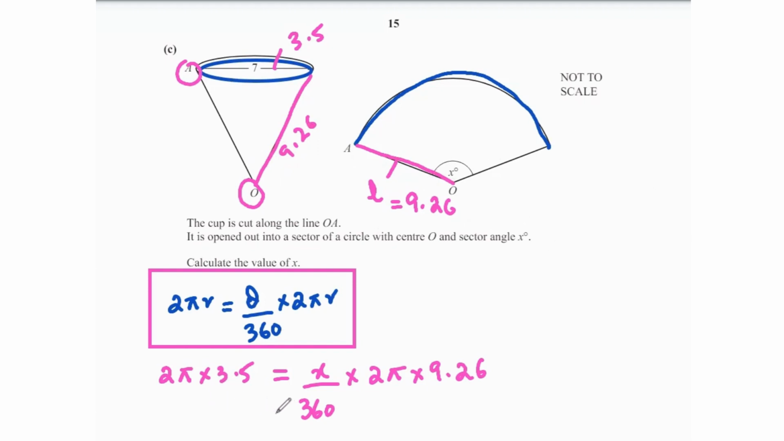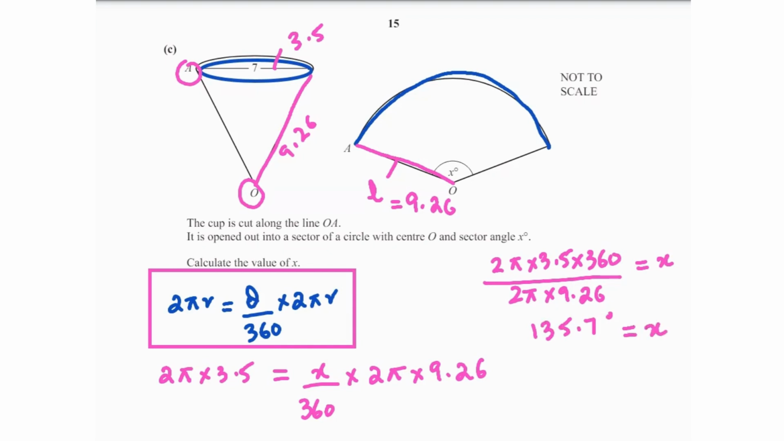So now when we solve this, we get 2 pi times 3.5 times 360 over 2 pi times 9.26, and this equals to x. When you plug it in the calculator, what we get is 135.7 degrees for the angle x.